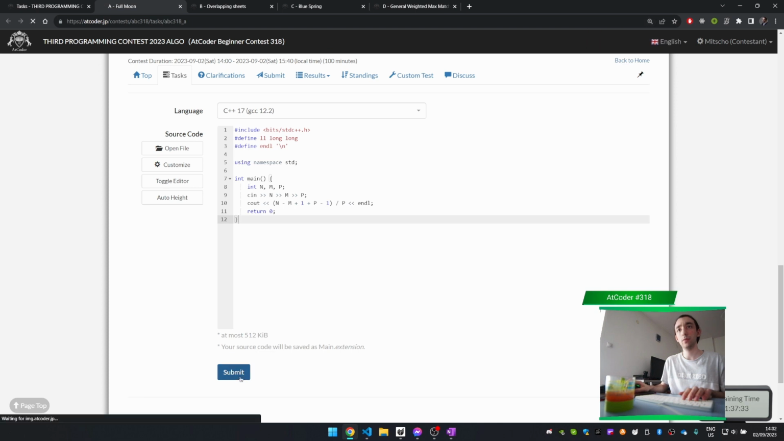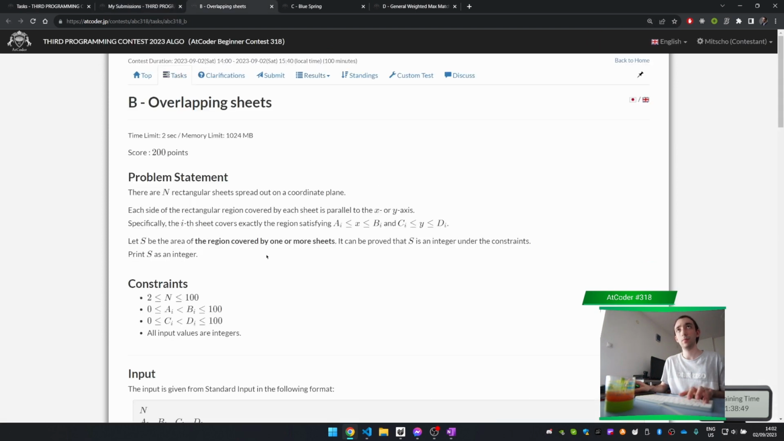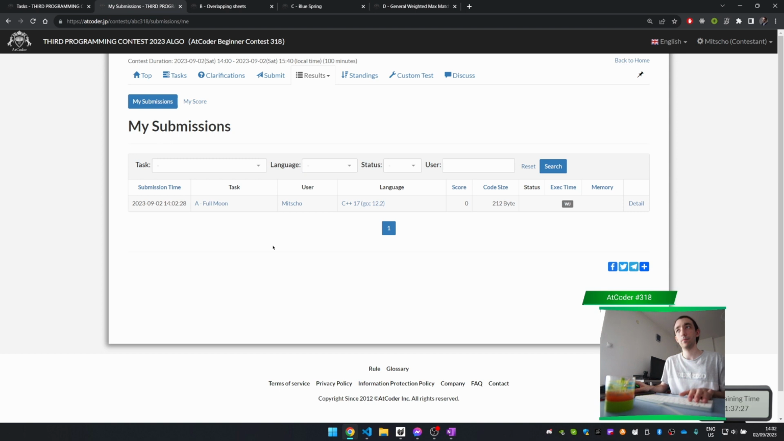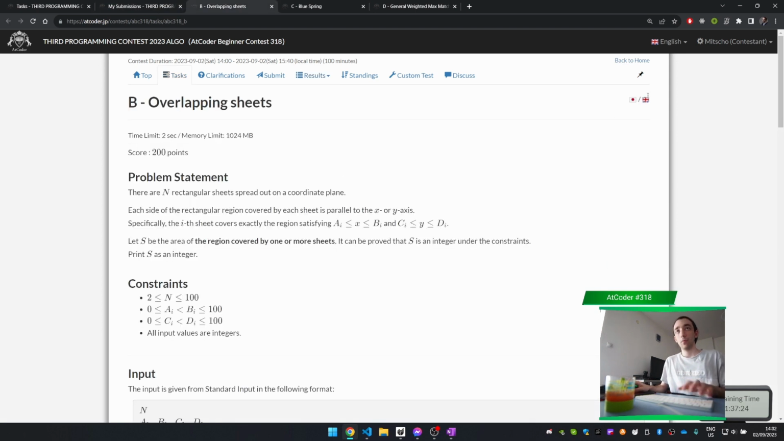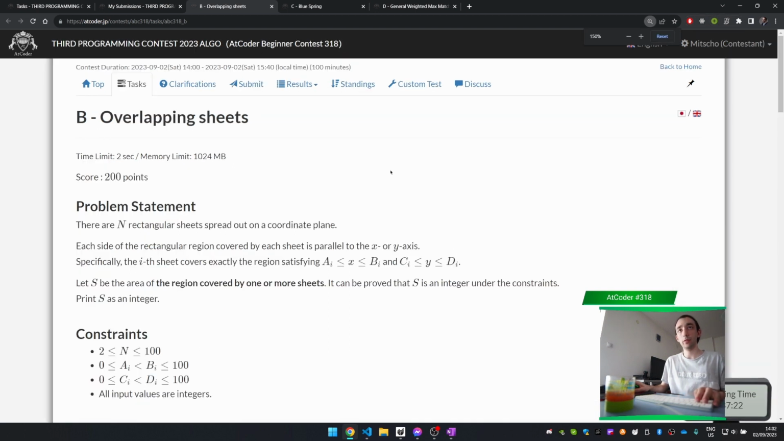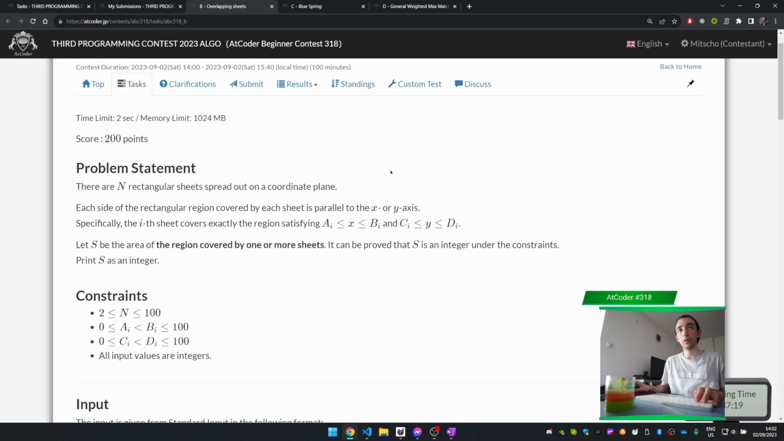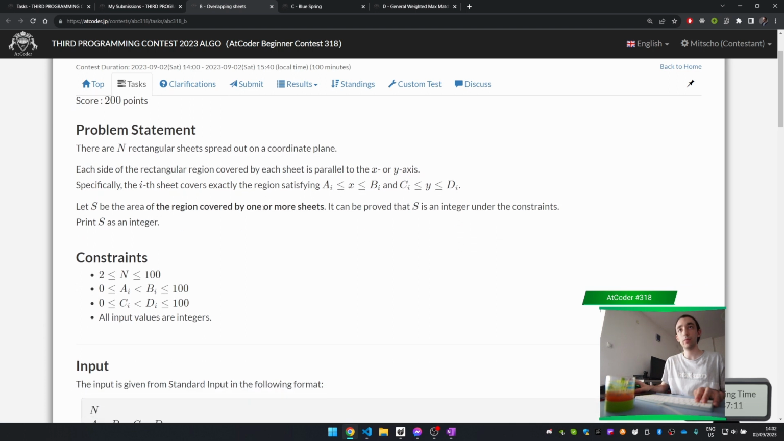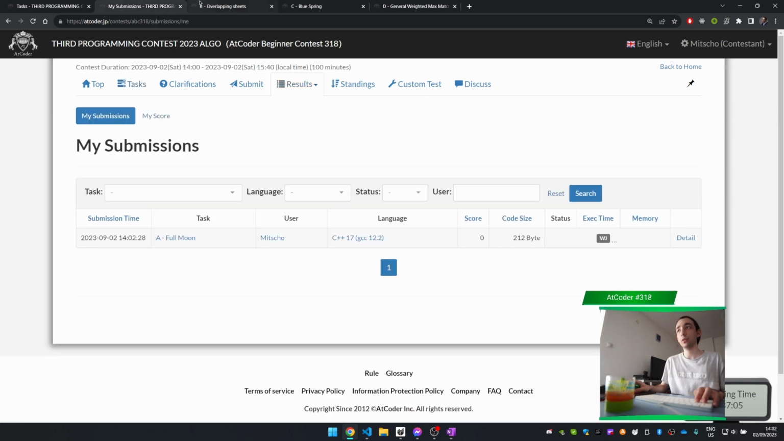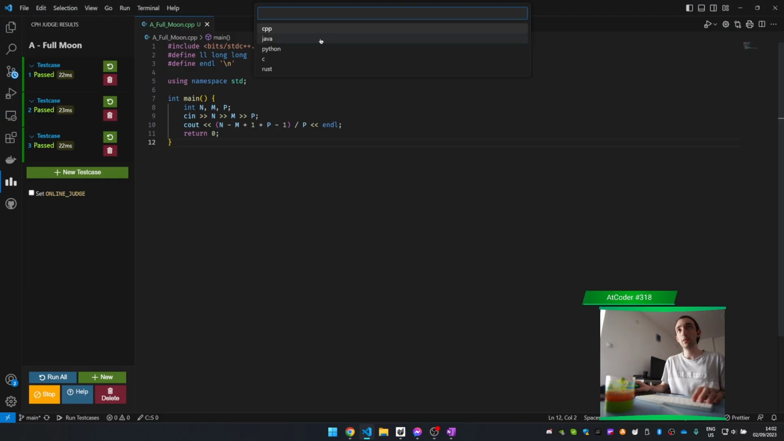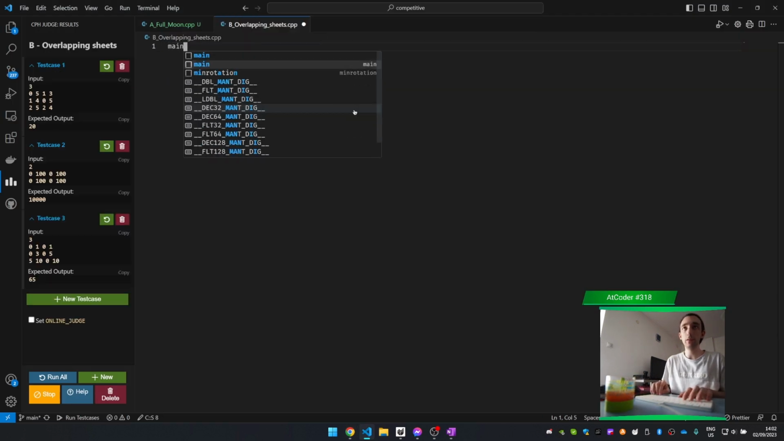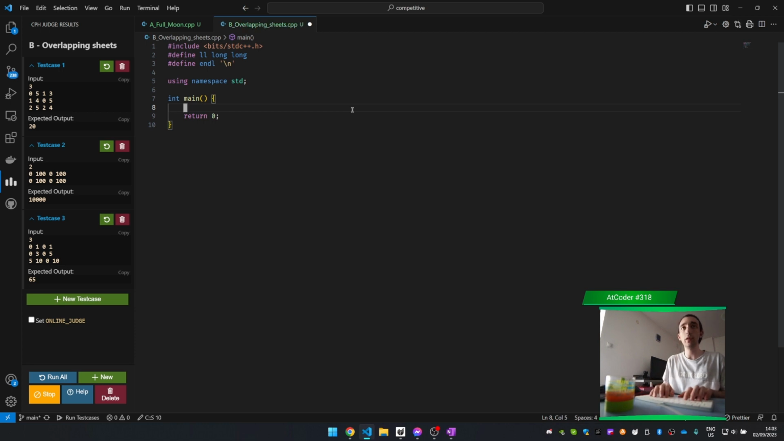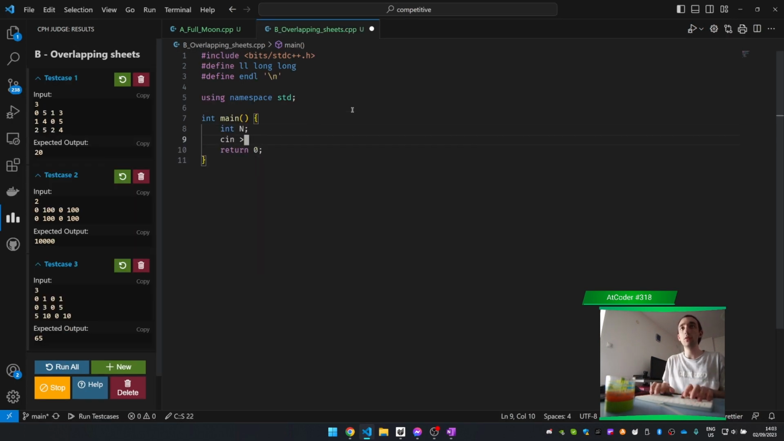This is a little bit different, I think. There are N rectangular sheets spread out on the coordinate plane. Each side of each rectangular sheet is parallel to the x or y axis, and each sheet covers some region. Find the area of the region covered by one or more sheets. It is proven that the answer is an integer, so print S. This is just an area of a union of rectangles, but you don't need to treat it as a union of rectangles.